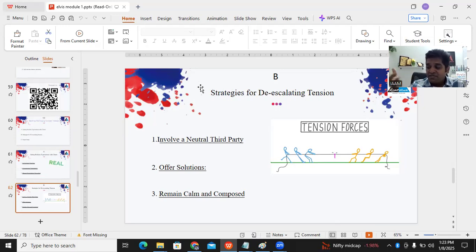In their case, a third person could be a team lead, it could be the department head, the HR manager who can jump in, because at times you are subjective, where you are into a situation. You need to have an objective person who is out of the circle, who can see things very neutrally. So offer solutions, remain calm and composed.